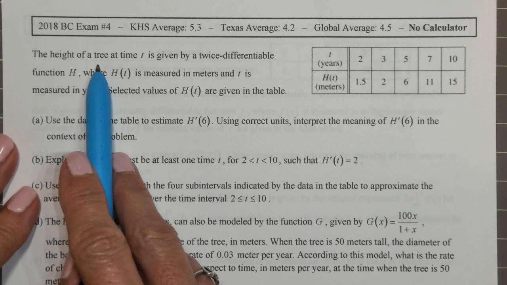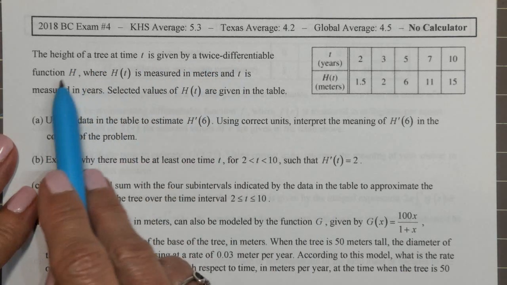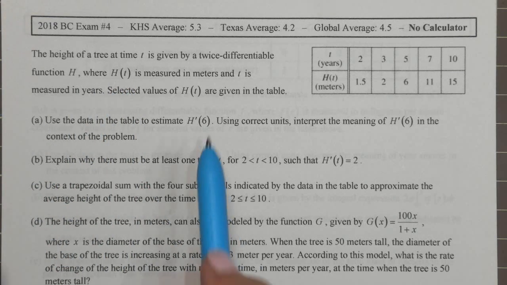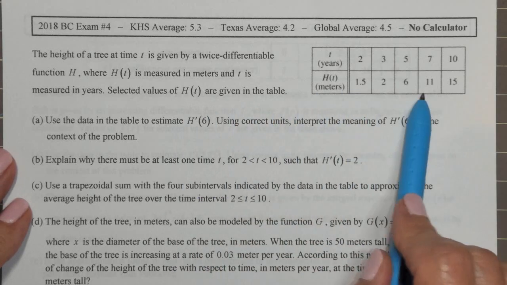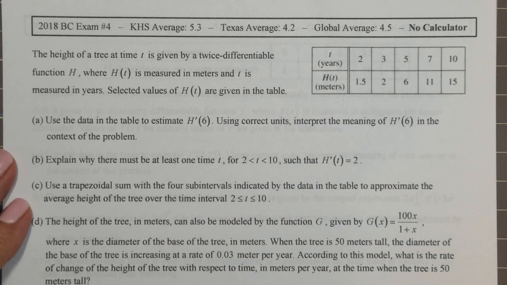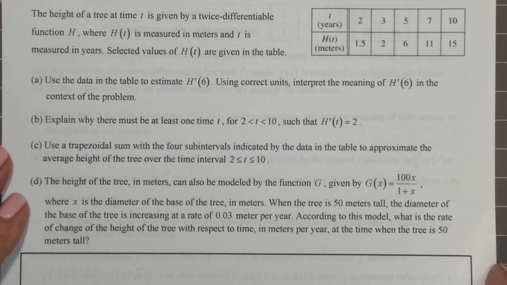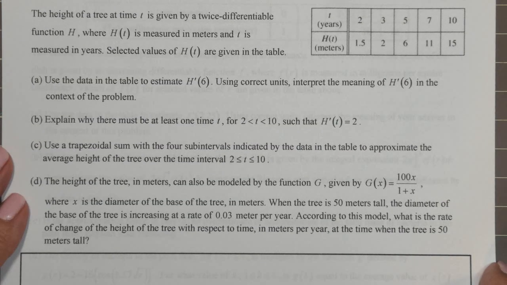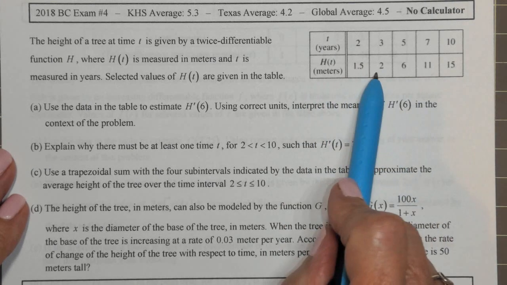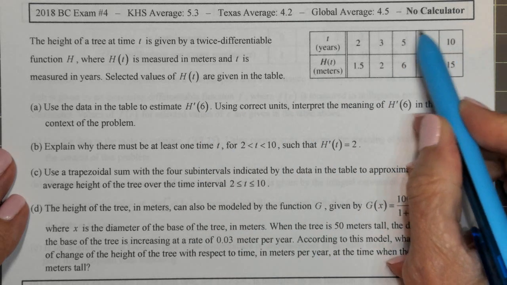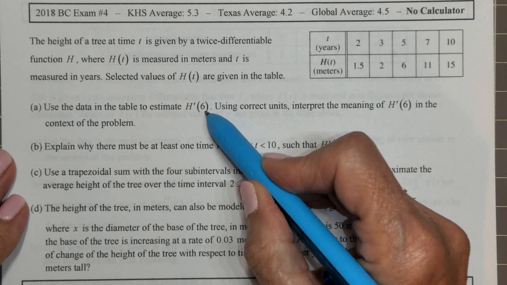The height of a tree at time t is given by a twice differentiable function h, where h of t is measured in meters, t is measured in years. Selected values of h are given in the table. Use the data in the table to estimate h prime of 6. And then, using correct units, give the meaning of h prime of 6. Well, this is h. We want h prime. I know h prime is slope. We're going to use the average slope of the closest two time values.